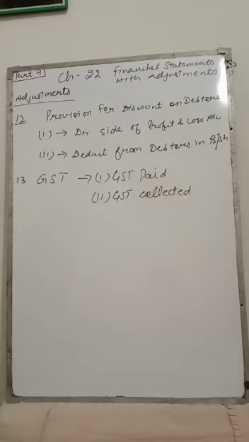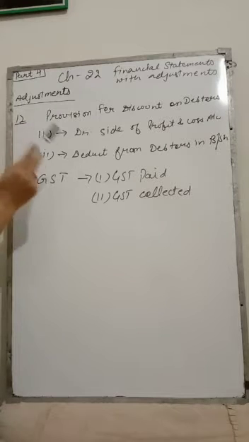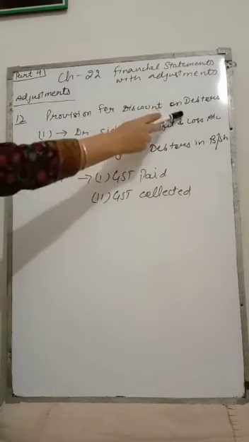And we have already done the first 11 adjustments. Today we will discuss the next adjustment, that is the provision for discount on debtors. This is part 4 and we are doing the 12th adjustment, provision for discount on debtors.